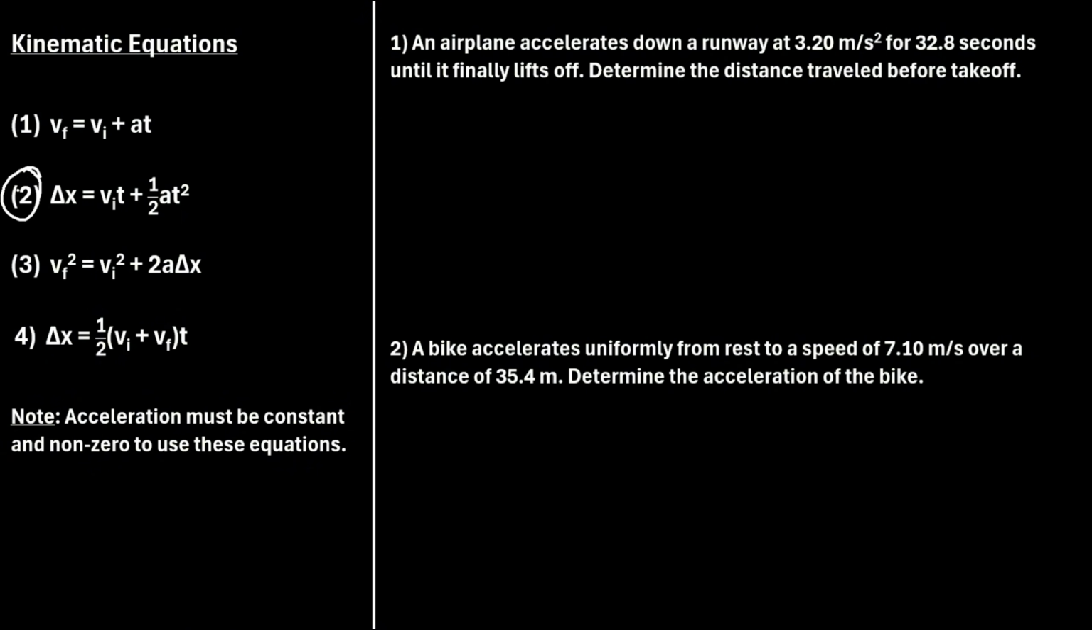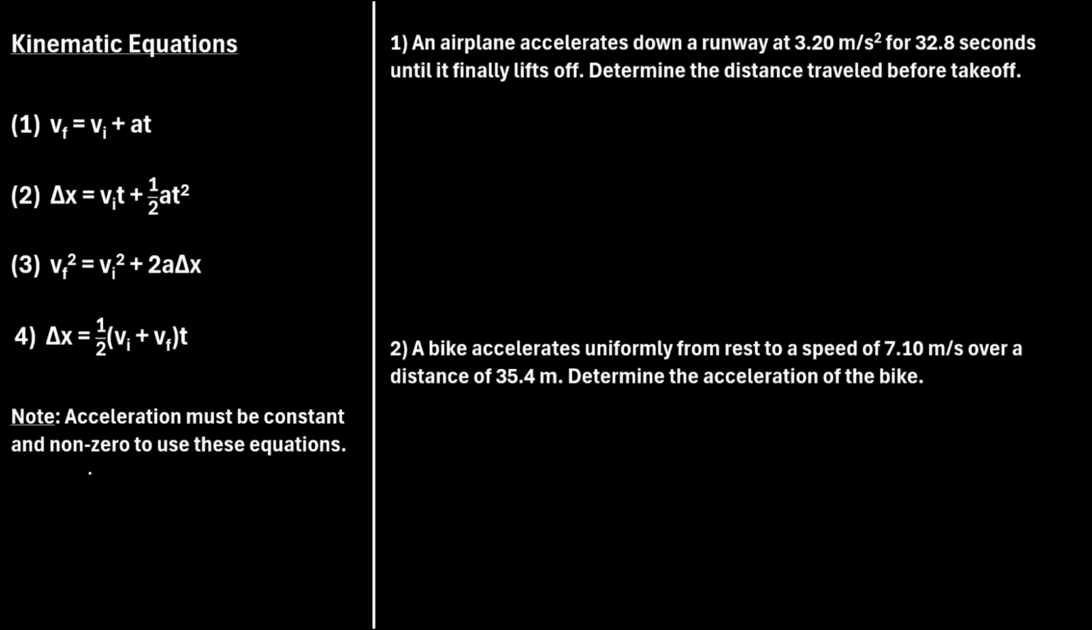Okay, now the second kinematic equation says that the displacement of some object is equal to the initial velocity times the time plus 1/2 times the acceleration times time squared. Then the third equation says that the final velocity of some object squared is equal to the initial velocity squared plus 2 times the acceleration a times the displacement of the object. And lastly, the fourth equation says that the displacement of some object is equal to 1/2 times the initial velocity plus the final velocity times time.